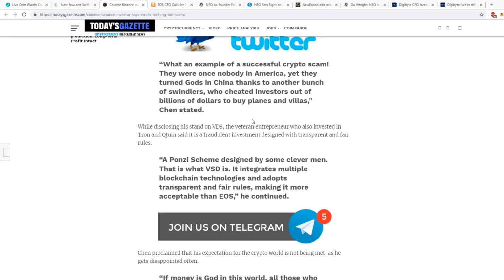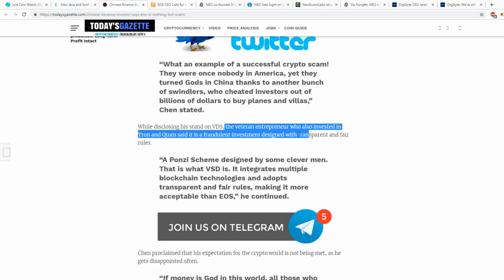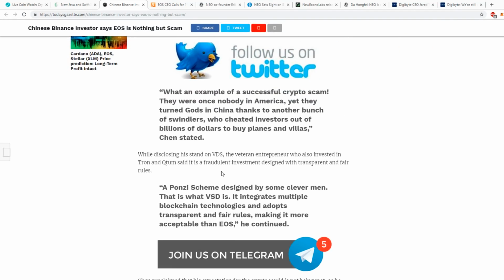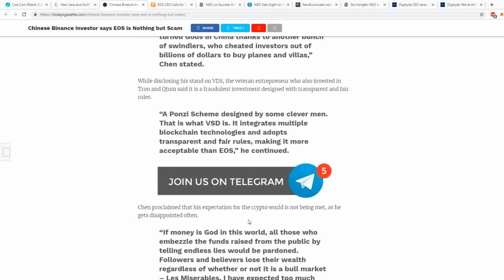While disclosing his stance on VDS, the veteran entrepreneur who also invested in Tron and Qtum, said it is a fraudulent investment designed with transparent and fair rules. Again, that actually sounds kind of contradictory. Fraudulent investment designed with transparent and fair rules. That's kind of contradictory, right? A Ponzi scheme designed by some clever men. That is what VDS is. Again, that's not about EOS, but it integrates multiple blockchain technologies and adopts transparent and fair rules, making it more acceptable than EOS, he continued.